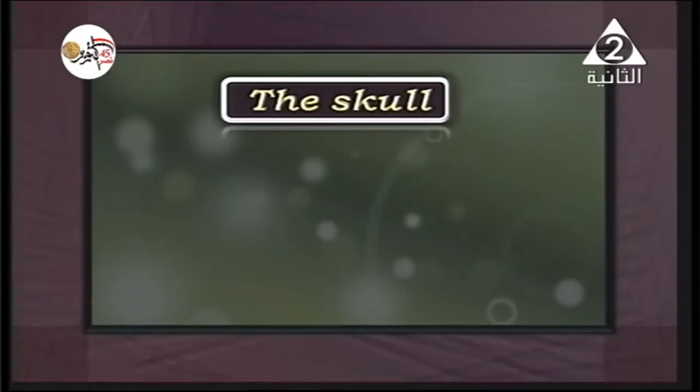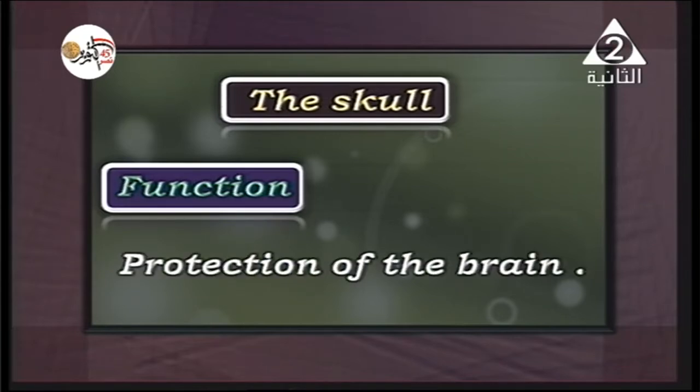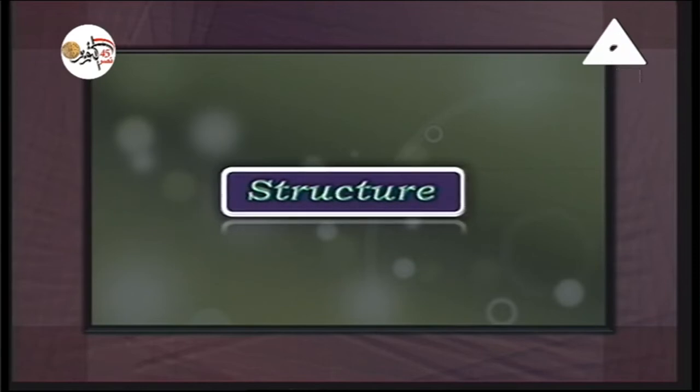The skull, the second part in the axial skeleton. We need to know the function and we need to know the structure. Well, what is the function of the skull? As we said, it is a bony box for protection of the brain. Excellent, protection of the brain. But what about the structure of the skull? We're going to divide the skull into two main parts: cranium and facial part.